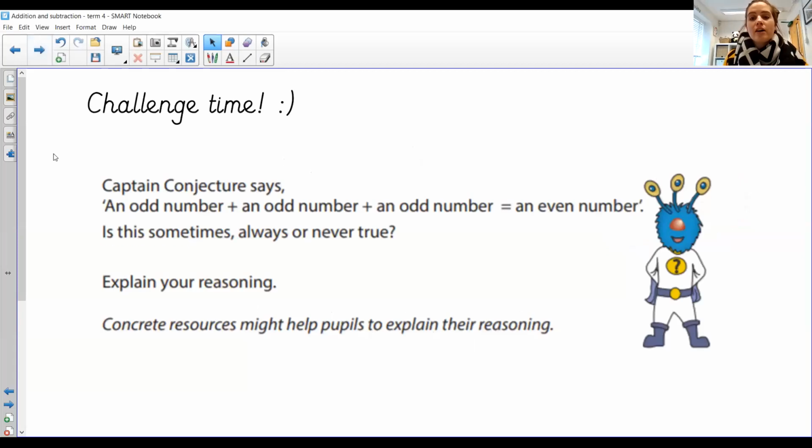Now it'd be really nice if you could look at drawing these into a part whole model, like I've just shown you on the screen. How can you partition the tens and ones and break those down to be able to help you? Remember, you tackle the tens first and then you look at the ones afterwards. If you would like an additional challenge, then you will see on this one that I've got a little challenge for you to do. So you can always pause the video and have a look at this one.